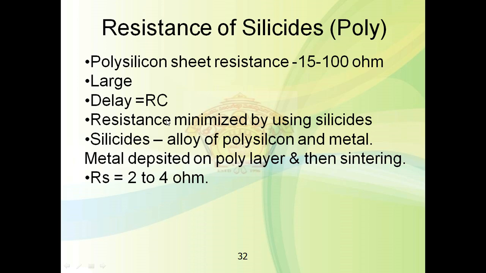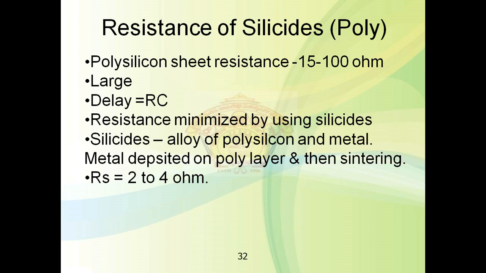Then how do we minimize the resistance of the polysilicon layer? It is minimized by using silicide. What are silicides? Silicides are alloys of polysilicon and metal. Metal is deposited on the poly layer and then it is sintered. This type of layer is called silicide. By using this, the resistance is decreased to 2 to 4 ohm, and hence silicides are used with polysilicon.